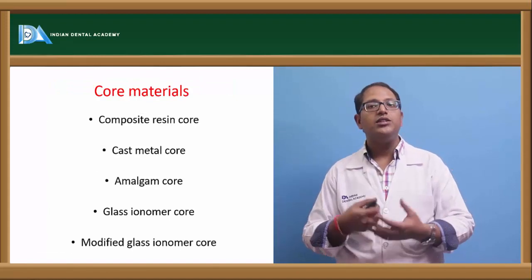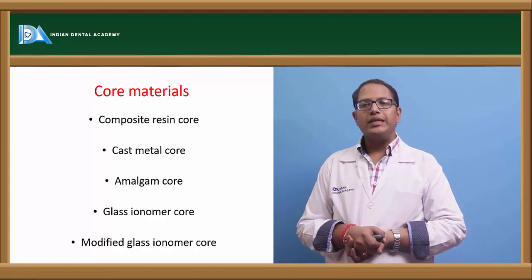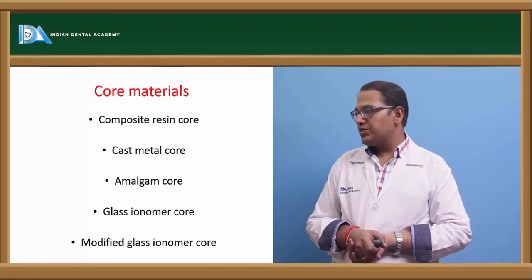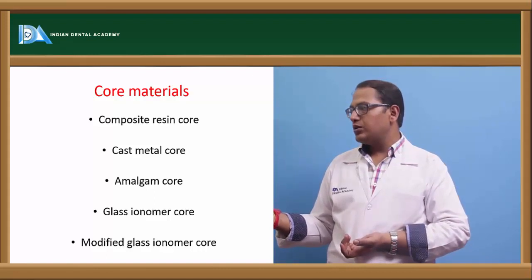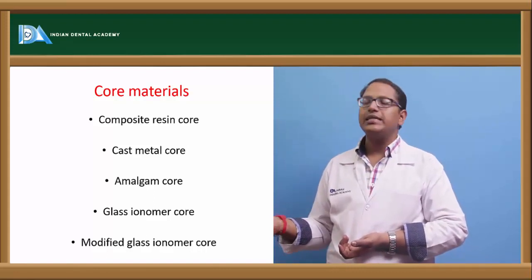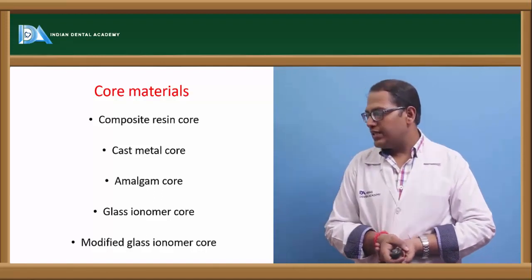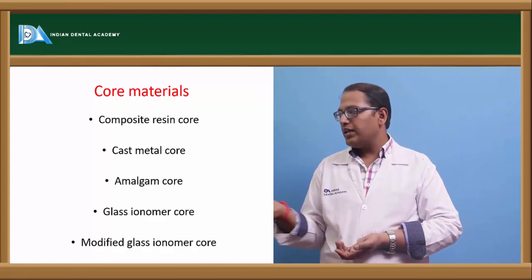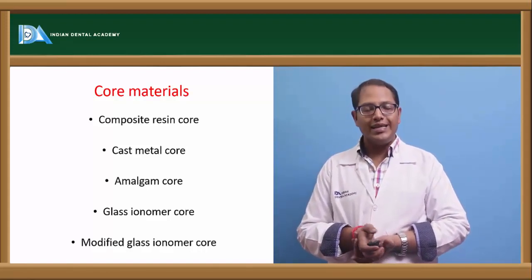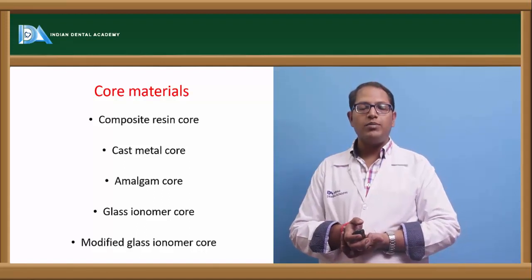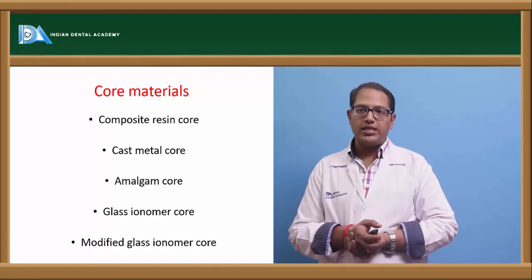What are the different core materials that are available? It can be composite resin core, cast metal core, amalgam core, glass ionomer core, or modified glass ionomer core. Let's see each one quickly. What are amalgam cores? What are the advantages of this material? It is not technique sensitive. Yes, of course, it is strong in bulk section, and it can be sealed by corrosion products.